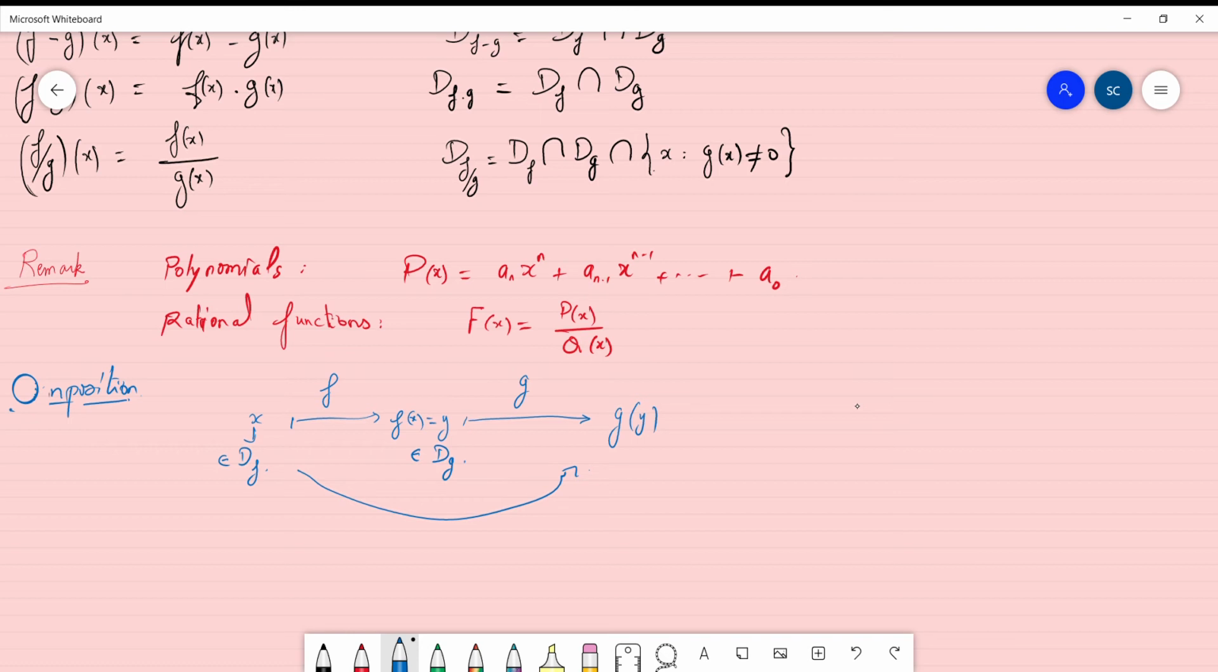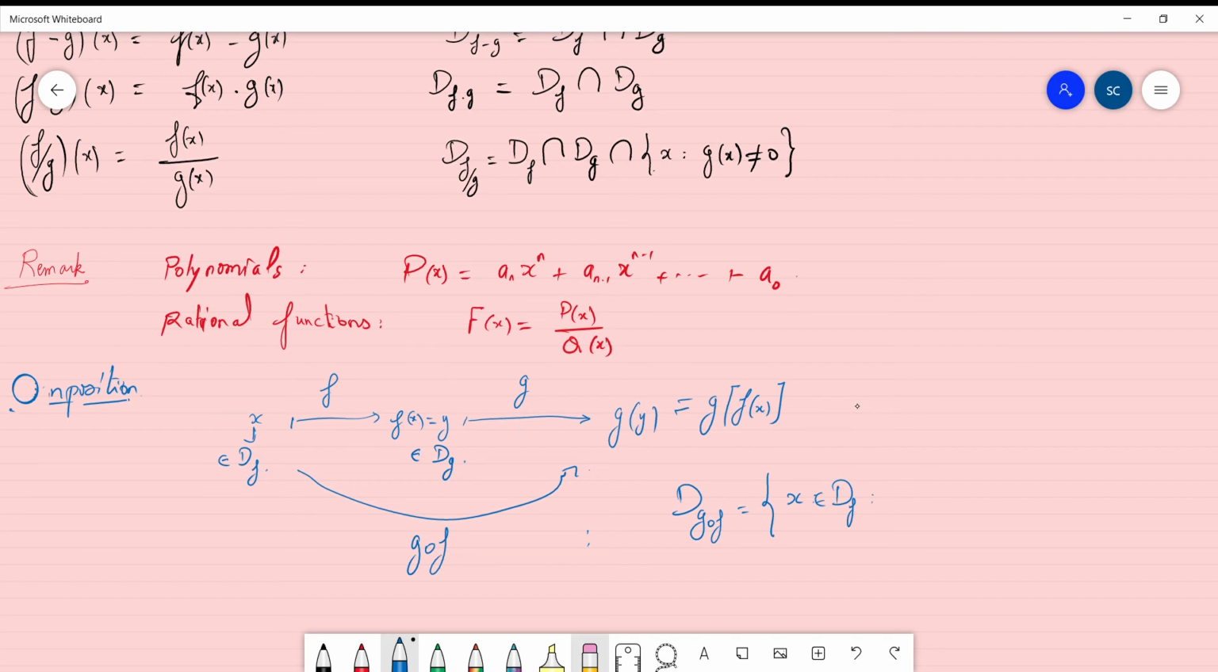We will assign g of y, which is g of f(x), and this is what we call g∘f. g∘f, the new function, the composite of f and g. Okay, it's a new function. So the domain of g∘f is the set of the x's that are in the domain of f, starting point here.